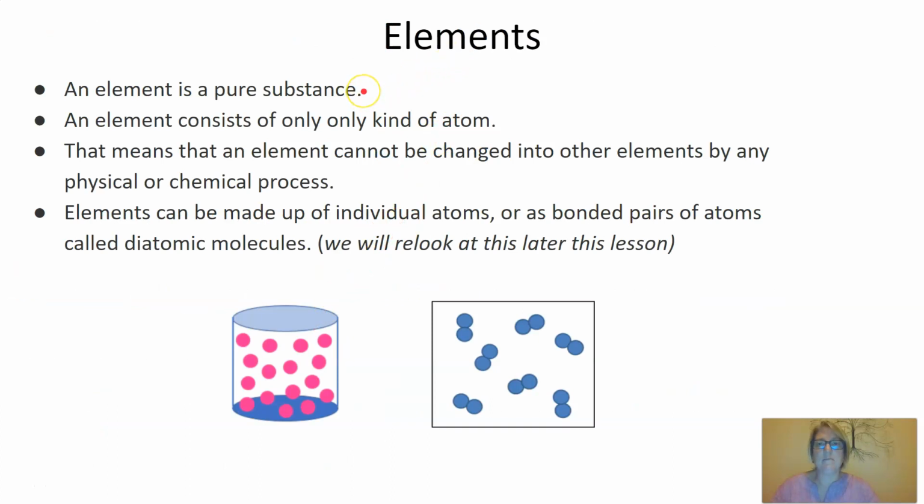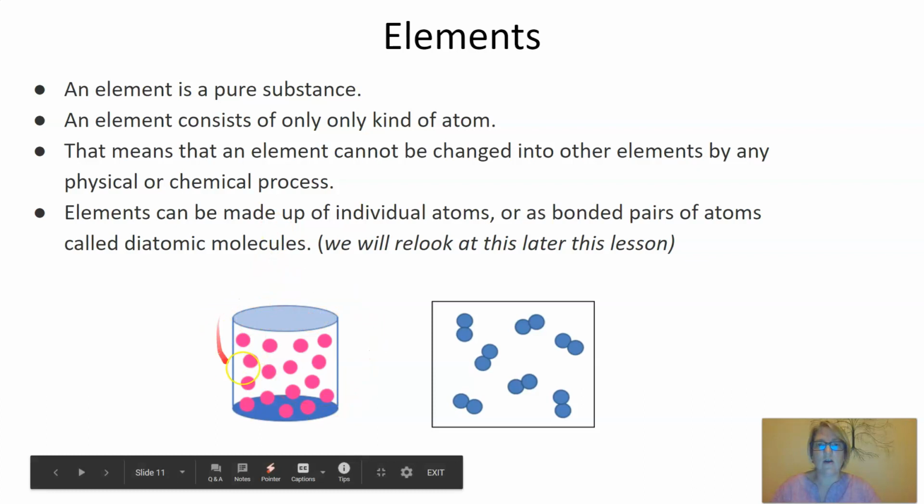An element is a pure substance. An element consists of only one kind of atom. This means that an element cannot be changed into other elements by physical or chemical processes. Elements can be made up of individual atoms, or they can be bonded pairs of atoms that we call diatomic molecules. Again, more of this later.